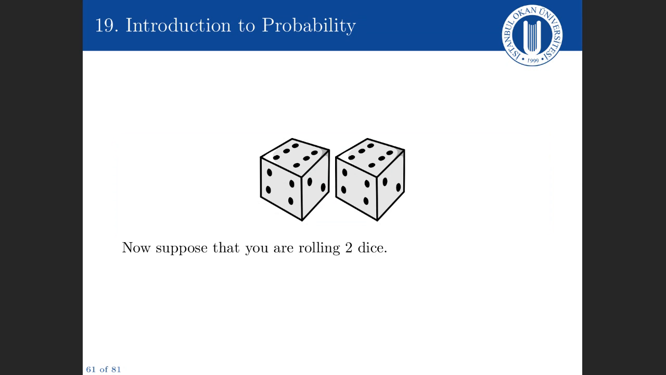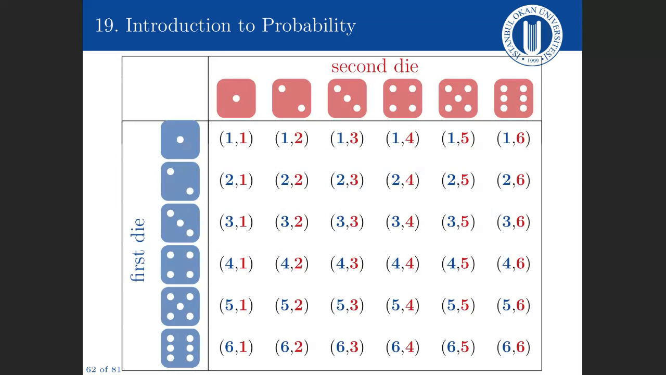Next, let's suppose that we have 2 dice. What are the possible outcomes from rolling 2 dice? For the first die, we might get 1, 2, 3, 4, 5, or 6. For the second die, again, we might get 1, 2, 3, 4, 5, and 6. So all of the possible outcomes of rolling 2 dice are written here. We might get a 1 and a 1, or a 1 and a 2, or a 1 and a 3, a 1 and a 4, etc. We might get a 2 on the first die, a 1 on the second die, or a 2 and a 2, a 2 and a 3, etc. In total, there are 36 different outcomes from rolling the 2 dice.